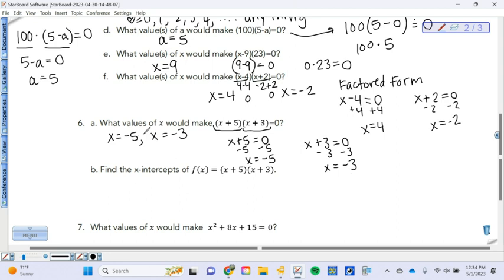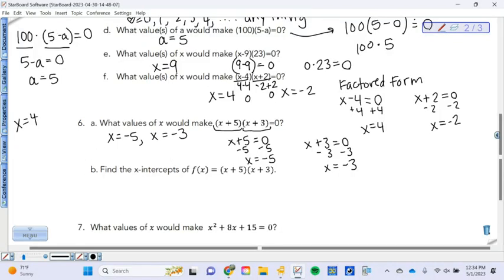So for these problems, we're solving for x. Usually that means we just end up with like x equals 4 or something. But now we have two values that x could be. So you're always going to have two answers, x equals -5 and x equals -3. Okay.